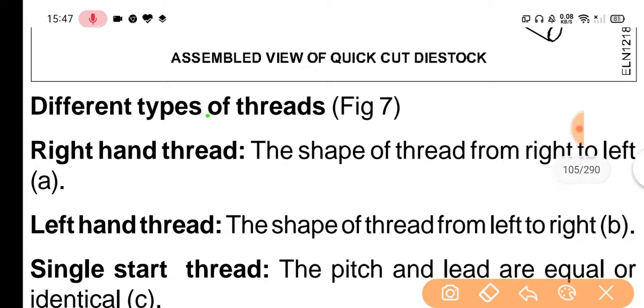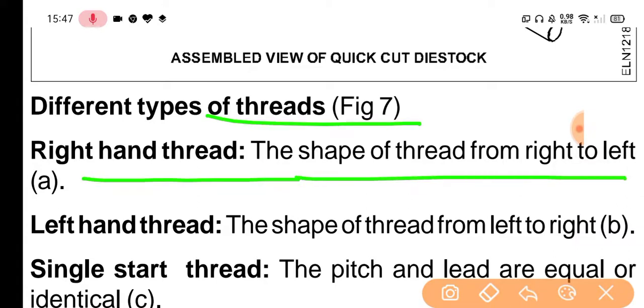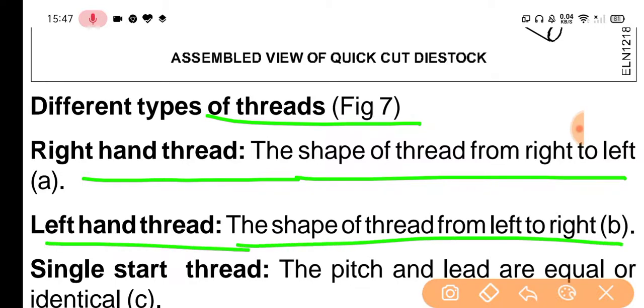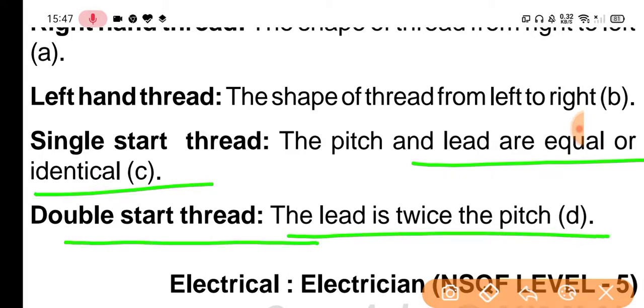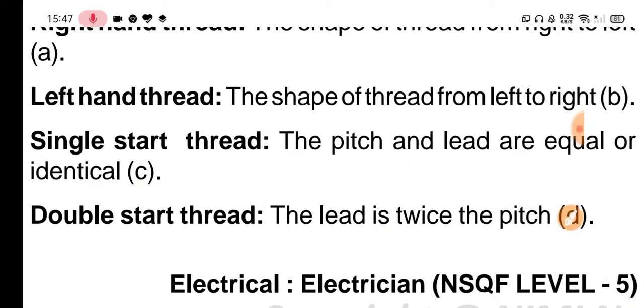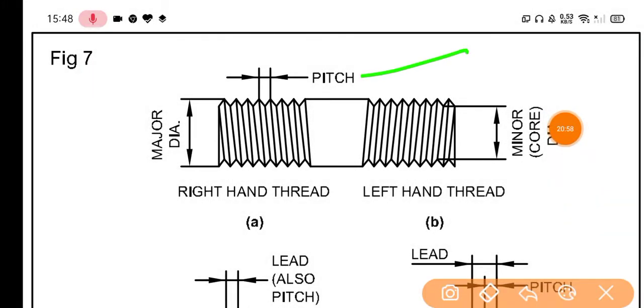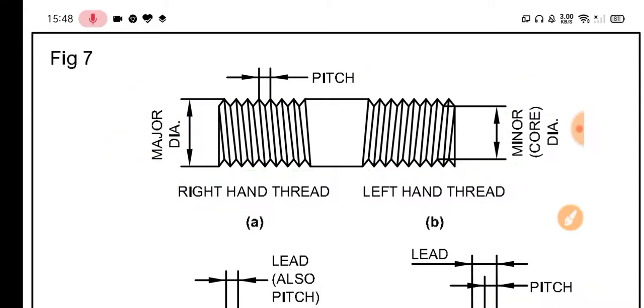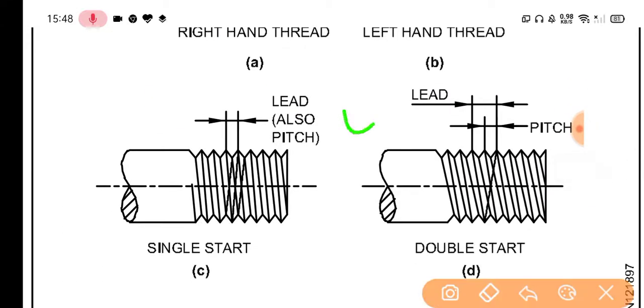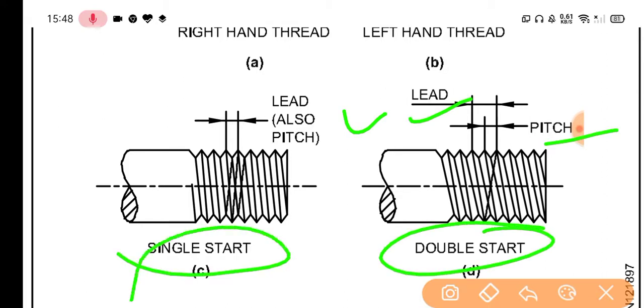Different types of thread. Right hand thread, the shape of the thread goes from right to left. Left hand thread, the shape of the thread goes from left to right. Single start thread, the pitch and lead are equal or identical. Double start thread, the lead is twice the pitch. This is the pitch, this is the major diameter, right hand thread, left hand thread, major and core diameter. And this is the pitch and lead, double start and single start.